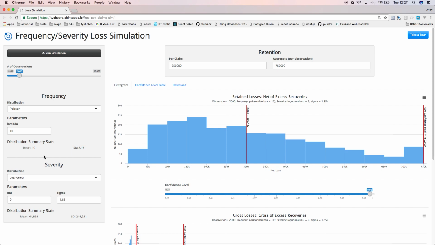For each generated claim, we randomly generate a severity, which is the ultimate dollar loss amount to settle that claim. Once again, our actuary has already done the distributional analysis and concluded this distribution is appropriate. You can see the mean standard deviation down here. We specify the number of frequency severity observations here. And now we can click the button to run the simulation.